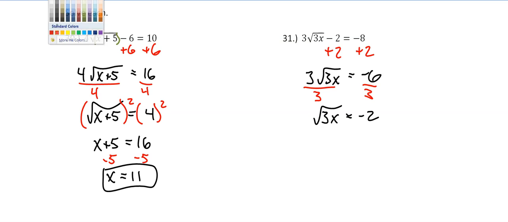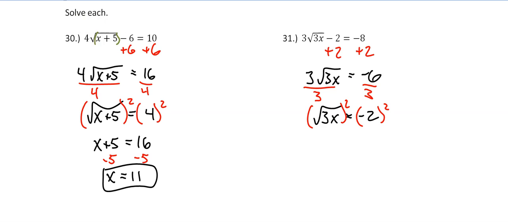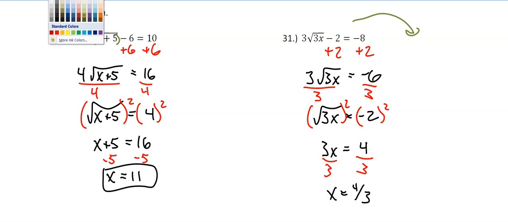I'm now going to undo the square root by squaring each side. And now I can divide each side by the 3. And it looks like I get the answer x equals 4/3, which is what I should get because I've done everything correctly. But that answer is still wrong. This is an extraneous solution. And I know it's an extraneous solution by actually plugging it back in and seeing if it works.